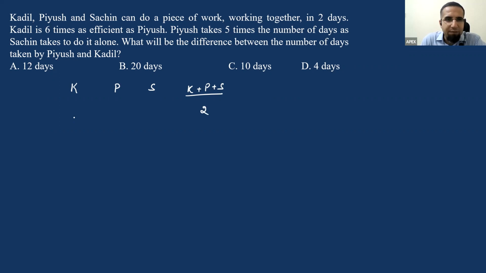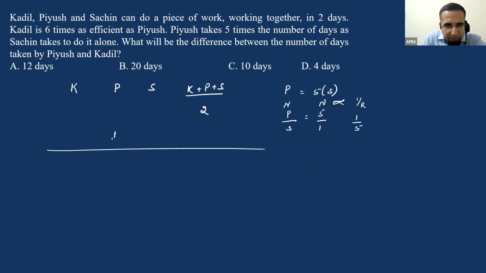K is 6 times as efficient as P, and P takes 5 times the number of days as Sachin takes. So if P by S in terms of number of days is equal to 5 by 1, and we know that number of days is inversely proportional to efficiency, the ratio of efficiency will become 1:5. So let me take this as 1 part and this as 5 parts. And I know that K is 6 times as efficient as P, so I will take this as 6 parts.